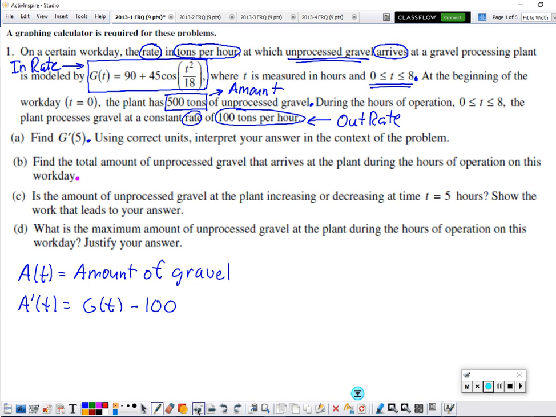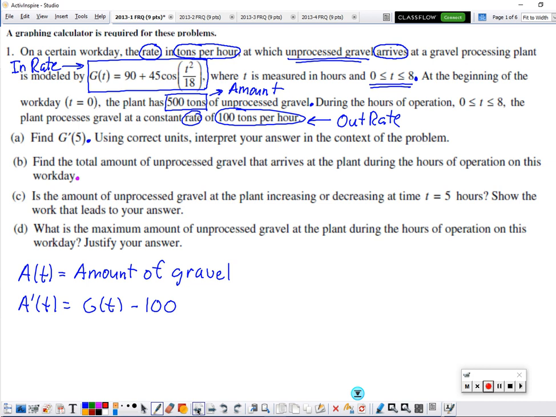Y'all understand what I'm talking about, like the general idea? Now though, they're talking about both the rate at which gravel arrives and the rate at which gravel leaves. But they're ignoring the amount that is there. Because the question says, is the amount of unprocessed gravel increasing or decreasing? We don't really care how much is there. We're just comparing the rate at which gravel comes in to the rate at which gravel leaves to figure out whether the pile is growing or shrinking. You would have a question about that.